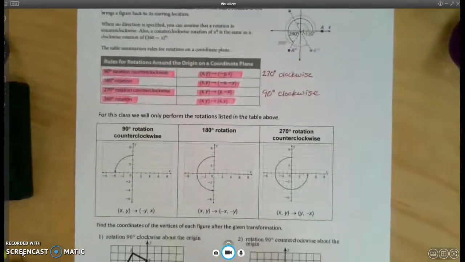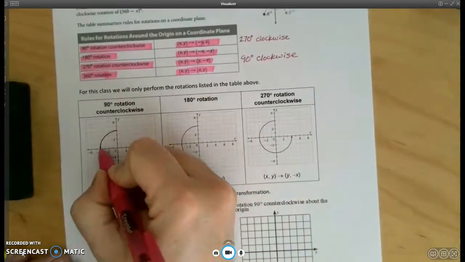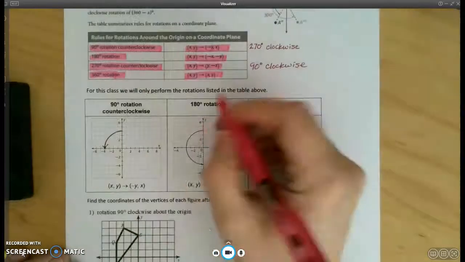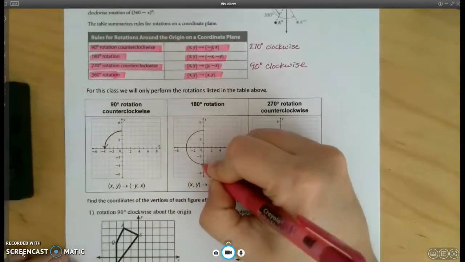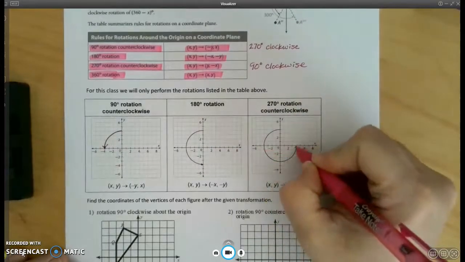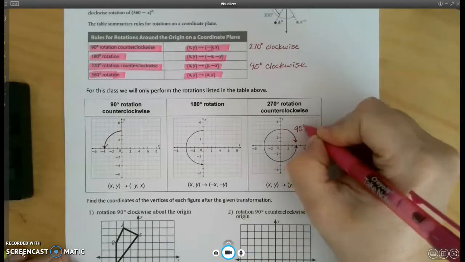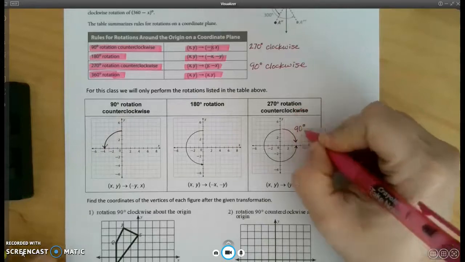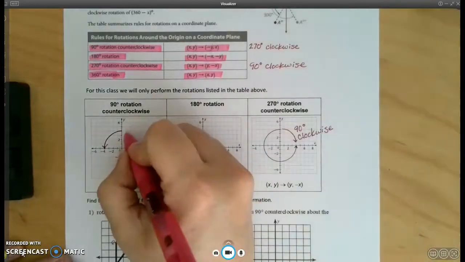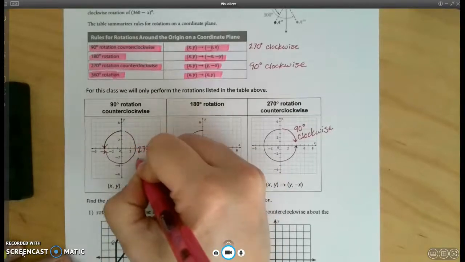For this class, we're only going to worry about these rotations. Again, 90 degrees clockwise would be rotating this direction and stopping there. Okay? You can think of it as going through one quadrant. 180-degree rotation is completely turning it upside down, and it doesn't matter which direction you go. 270 degrees clockwise, again, same thing as 90 degrees counterclockwise. 270 degrees counterclockwise is the same as 90 degrees clockwise. Same thing here. This was 90 degrees counterclockwise. That would be 270 degrees clockwise.